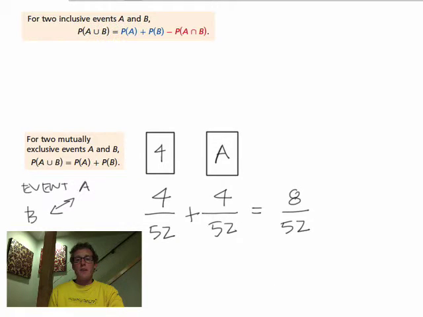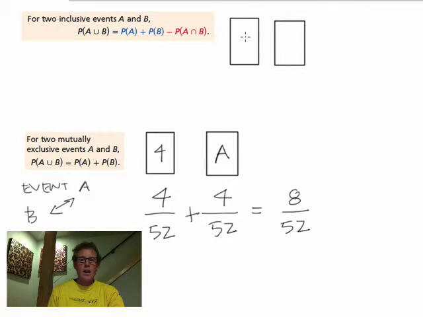Let's look at an inclusive event now. An inclusive event is when two events can happen at the same time. So for example, say I've got two cards that I want to look at here, and one of them is going to be a 4. We know the probability of drawing a 4 is 4 over 52. And I want to know the probability of drawing a 4 or drawing a spade. So there's my drawing of a spade. I know that a spade is 13 out of 52, because that's half of the black cards.